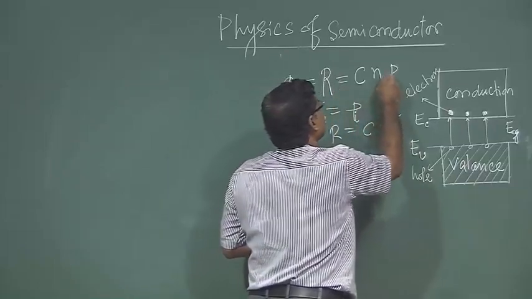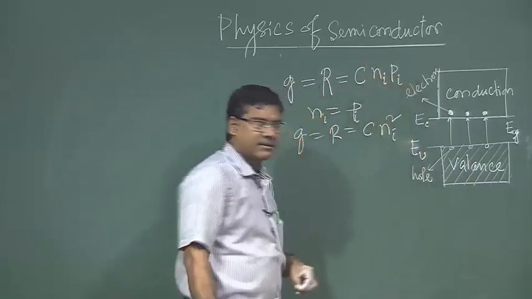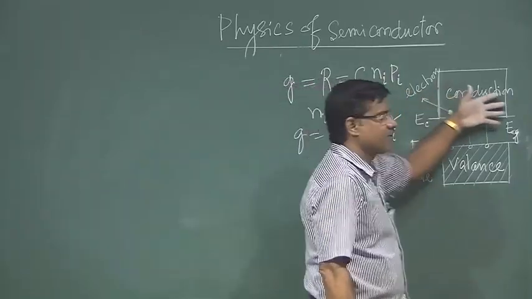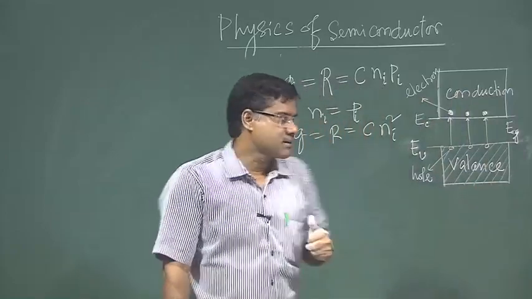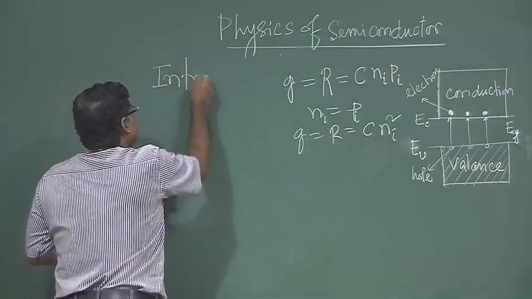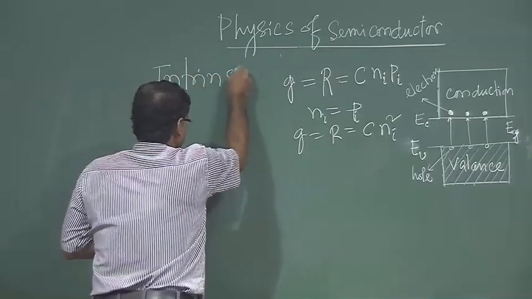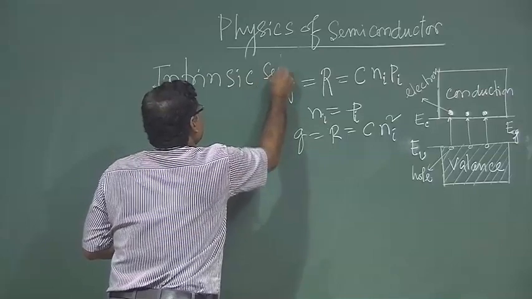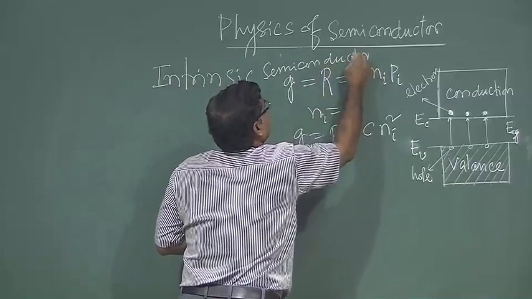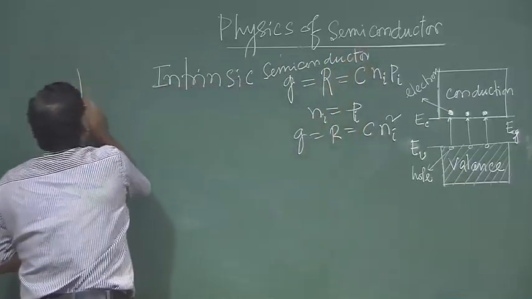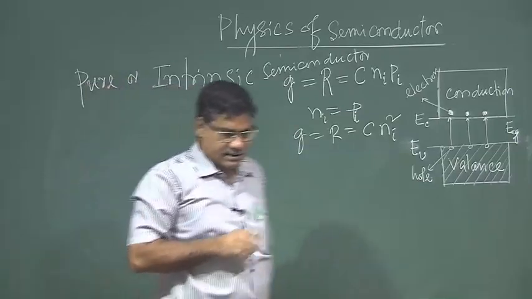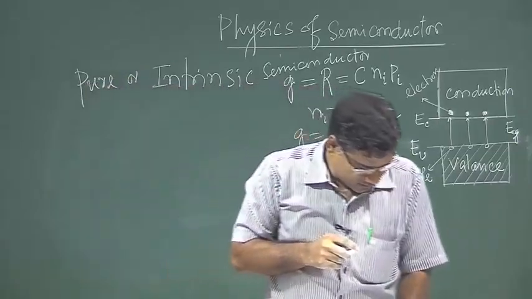This type of semiconductor is called an intrinsic semiconductor, or pure semiconductor, pure or intrinsic semiconductor.